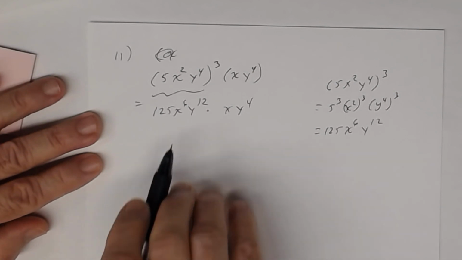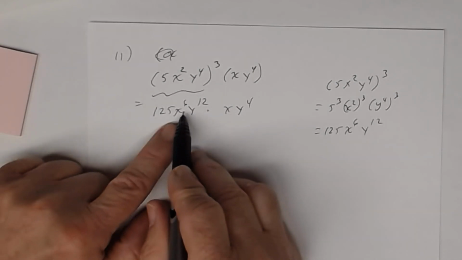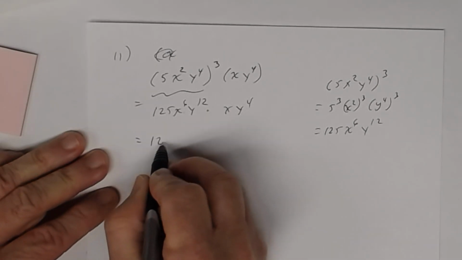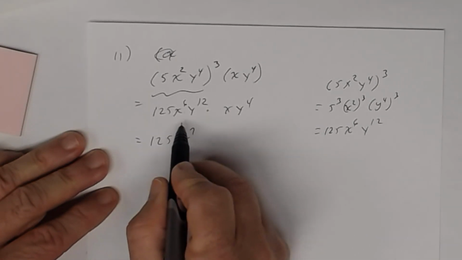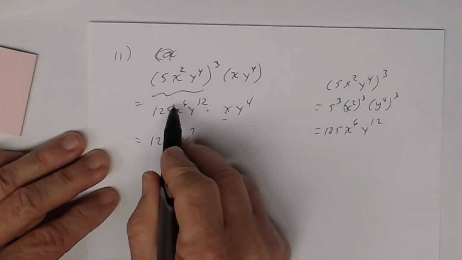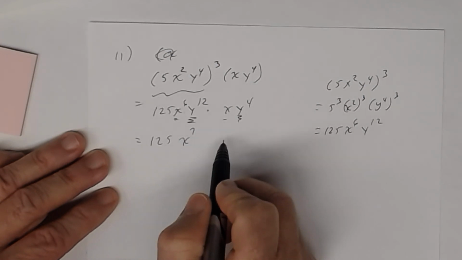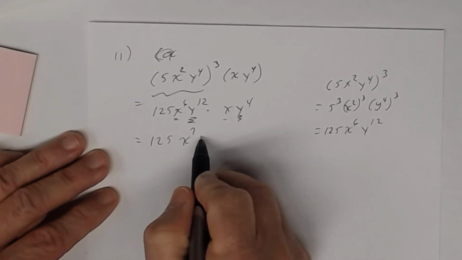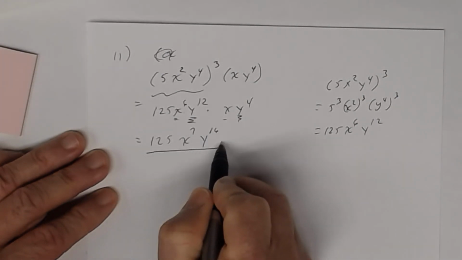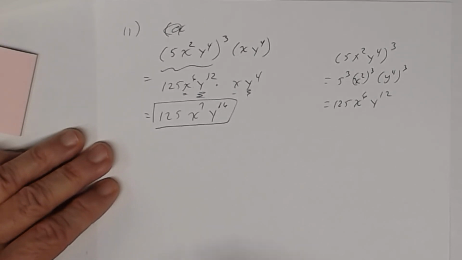And now I can use the product rule. So x to the 6 times x is x to the 7th. So it becomes 125, x to the 7th. X to the 6 times x, when you multiply like bases, you add exponents. 1 plus 6 is 7. Over here you have the y's, y to the 4th, y to the 12th. So it'll be y to the 16th power. All right, so that is number 11. Okay, not difficult at all, fairly simple.